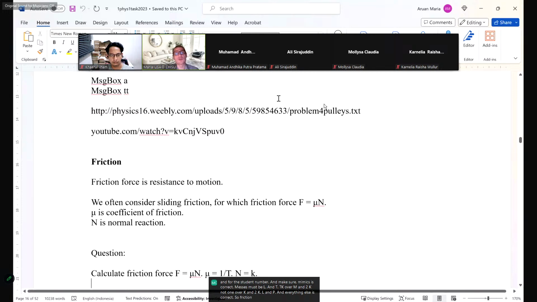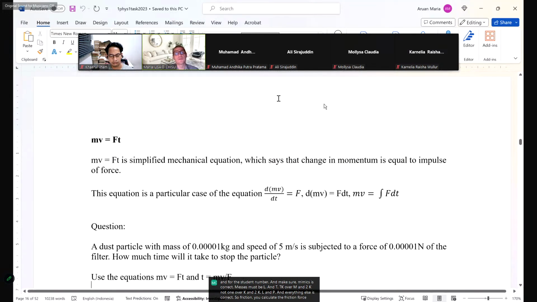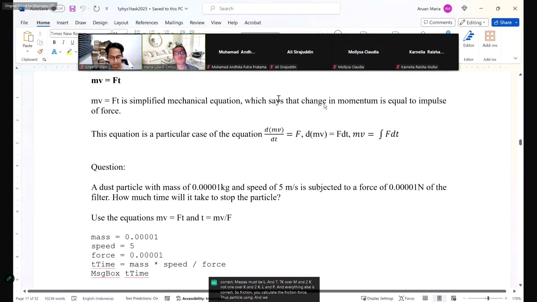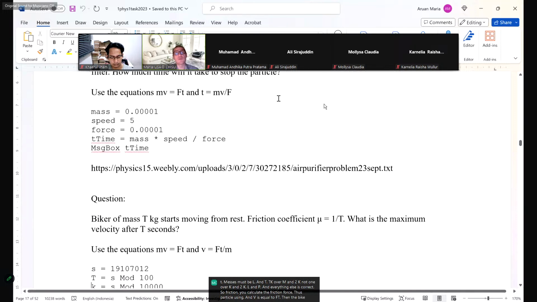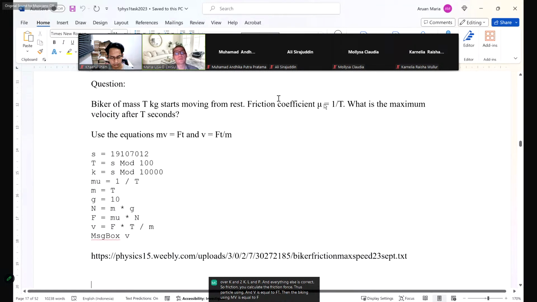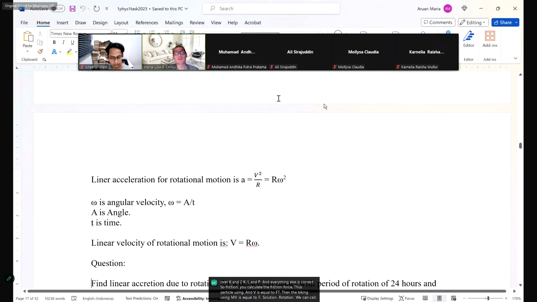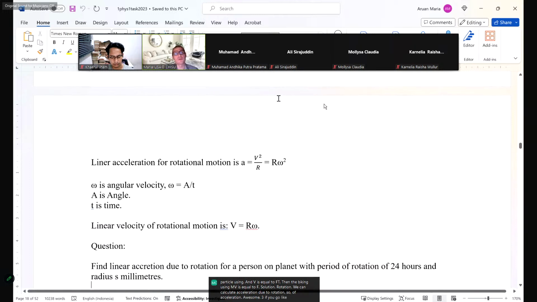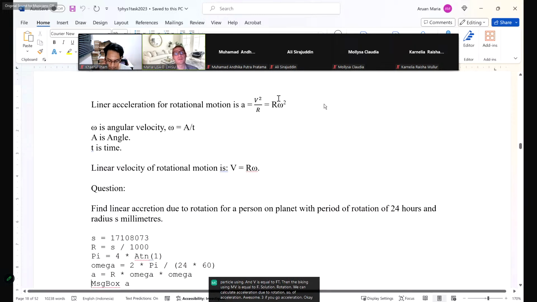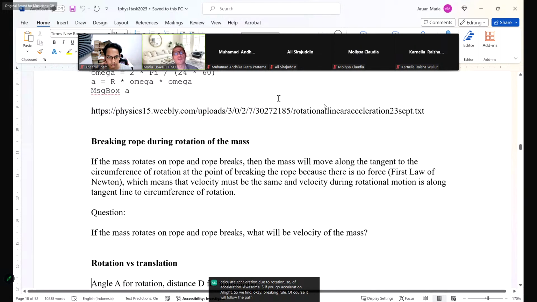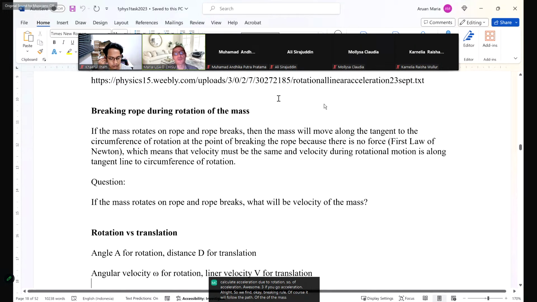So friction, you calculate the friction force. Dust particle using mv equals ft. Then the biker using mv equals ft. Solution, rotation. We can calculate acceleration due to rotation, centripetal acceleration or centrifugal acceleration, right? So we find, okay, breaking rope. Of course, it will follow the path of the mass, tangent to the circumference.